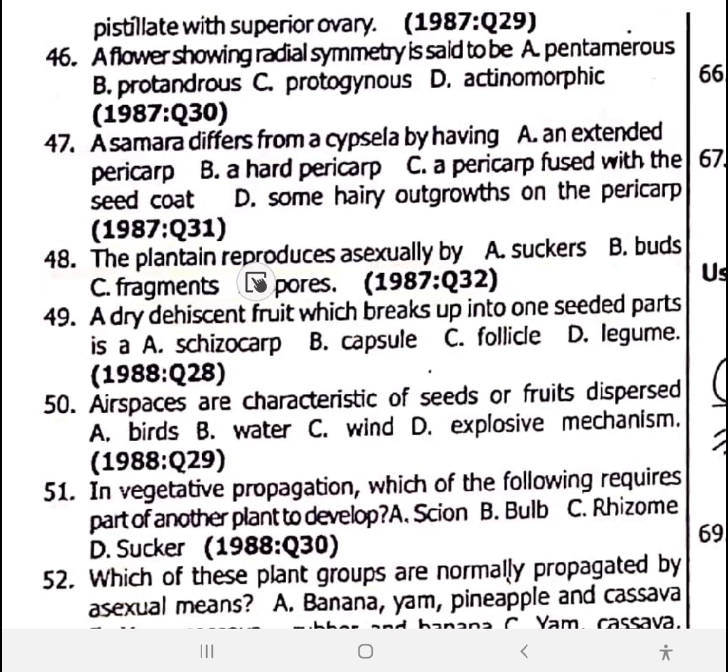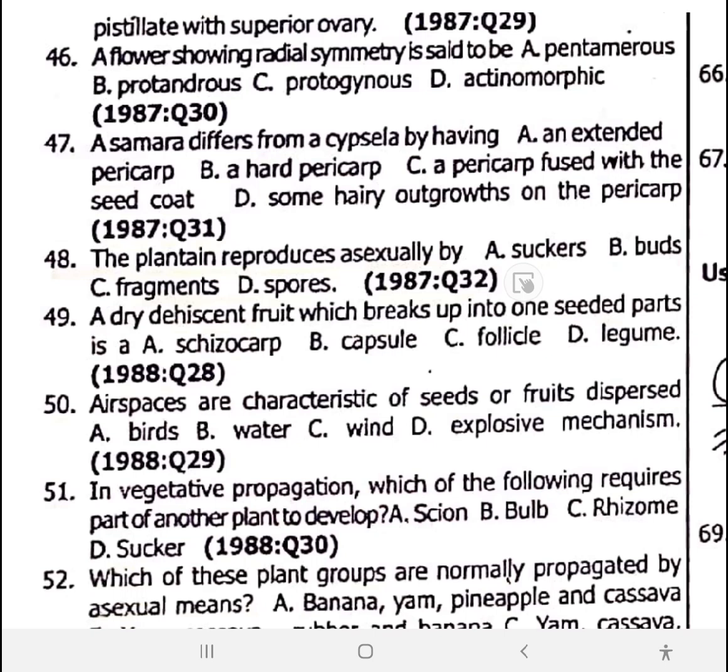48. The plantain reproduces asexually by suckers. 48 is option A. I want us to jot a couple of points down on the vegetative parts of plants. Plantain and bananas equal suckers. Next, cassava and sugarcane equal stem cutting. Next one, ginger equals rhizome.